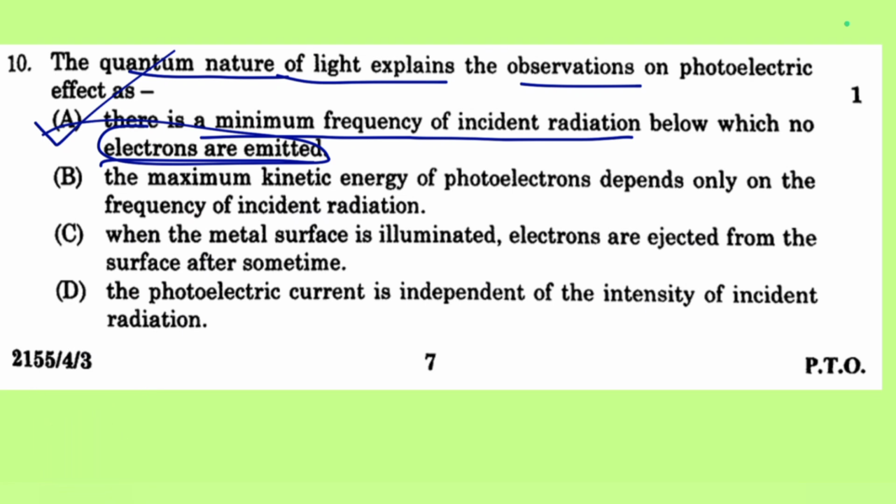Means after observing or after getting emission of the electron, we have to conclude or find out lots of the relations between the intensity, wavelength, frequency and so on. Those relations or characteristics are given in the following options. So we don't have to go further, we just take the first option as the correct option. That should be the correct answer.